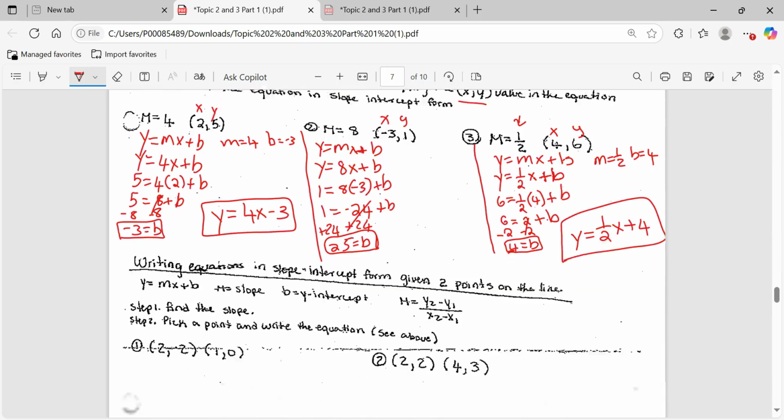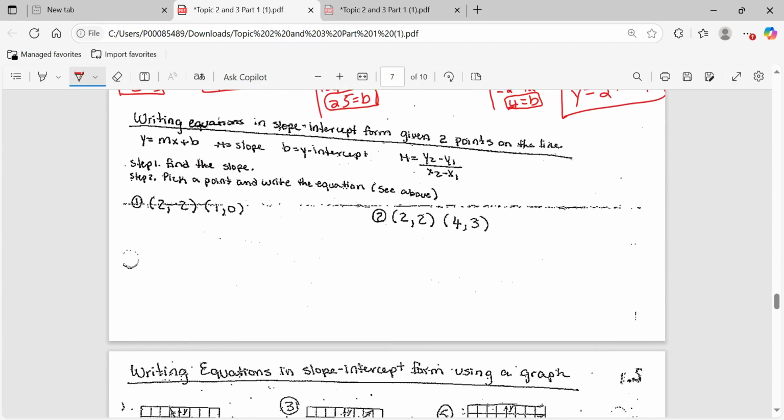Now, what if they gave me now 2 points? I still need the same thing. I still need the slope and the y-intercept. So now because I don't know the slope, I am going to find the slope. And this, I believe, is a negative 2. So this coordinate is a 2 and negative 2. And this one looks like just a 1, 0.